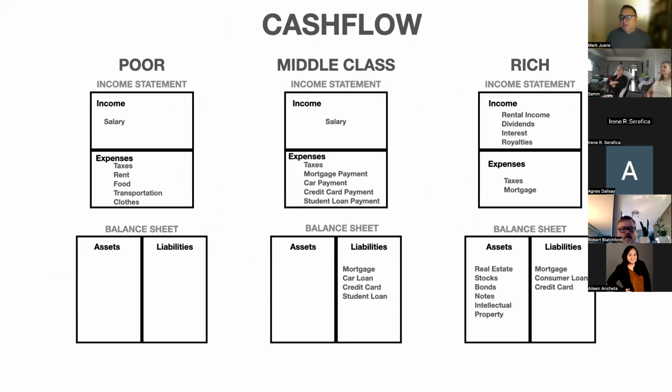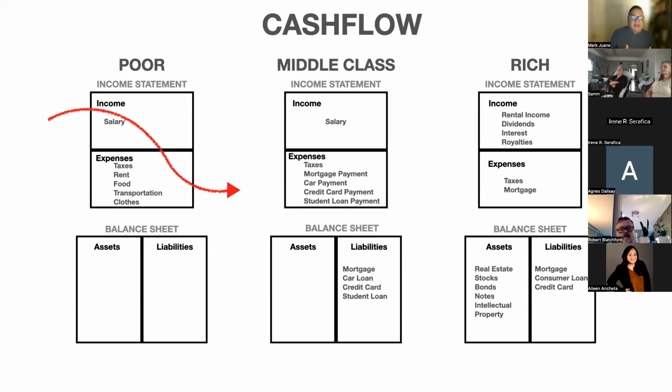So what we're talking about here, remember, the number one big word that we're thinking about today is cash flow. So the problem that we're having here is a cash flow issue. There are three classes, right? Three classes of cash flow. There's the poor, the middle class, and the rich.